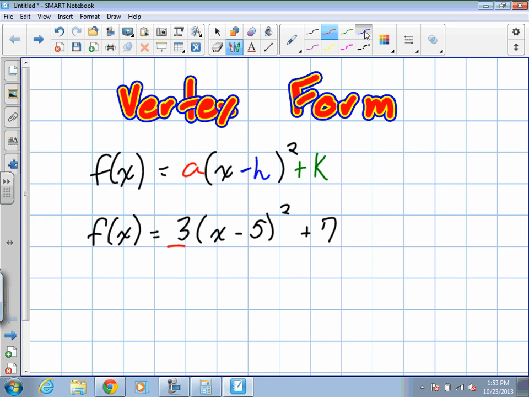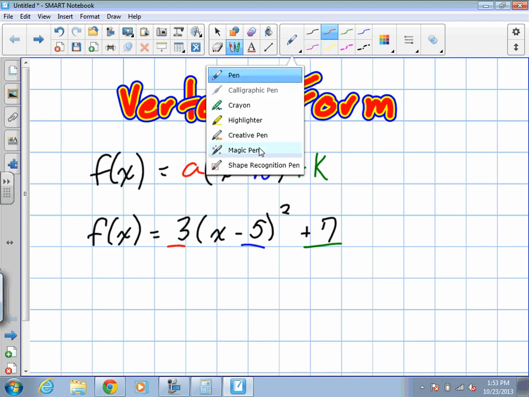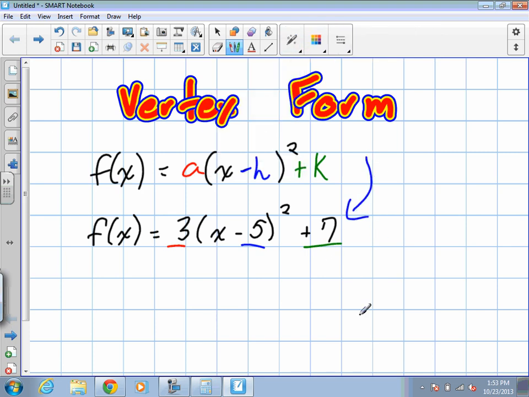What is our H? 5, -5. We'll talk about the difference between the two. And K is our +7. Now, the reason they call this vertex form, does anyone know why it's called vertex form? It's very simple to find the vertex. And using these letters, what are the vertex?